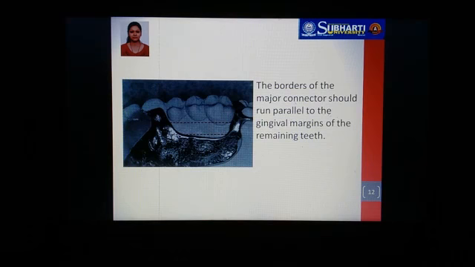Next, the borders of the major connector should run parallel to the gingival margins of the remaining teeth, whether in mandibular major connectors or in maxillary. In both cases, they should be parallel to the gingival margins.